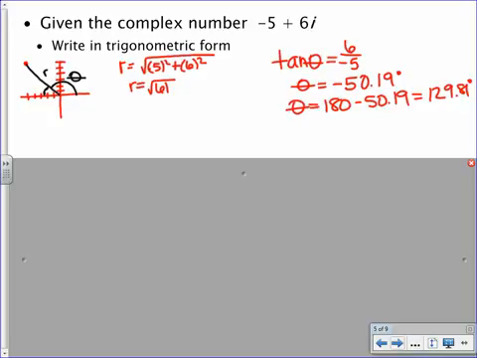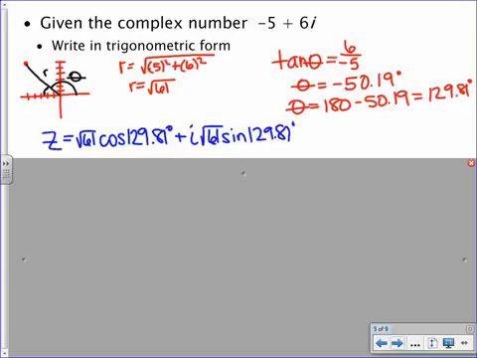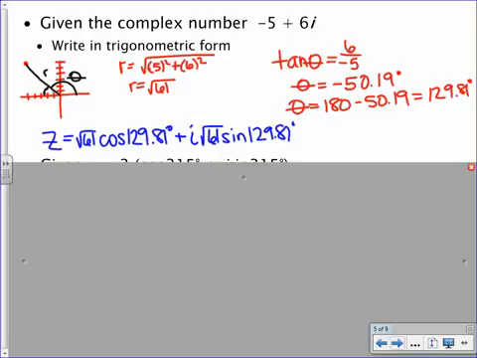Okay? So to write this in trig form, we're going to write R cosine theta plus I R sine theta. Okay? It is also just fine if you want to factor out the R and write R times the quantity, cosine theta plus I sine theta. Okay? Whichever one you write, I will accept.